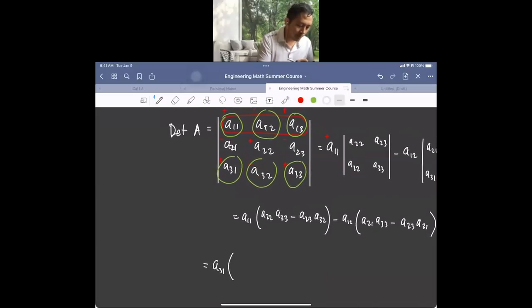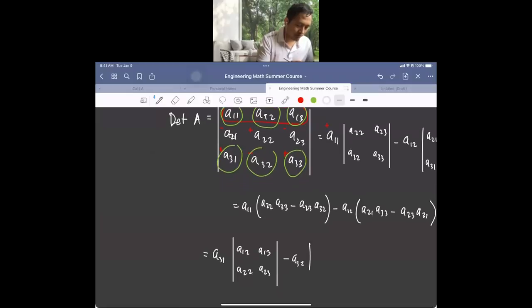So it's actually the same. Like A31, we have the determinant of A12, A13, A22, A23, and then minus A32 times the determinant of A11, A13, A21, A23, and plus A33 times the determinant of A11, A12, A21, A22.